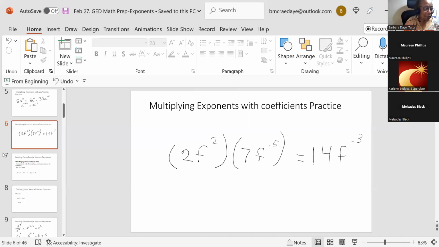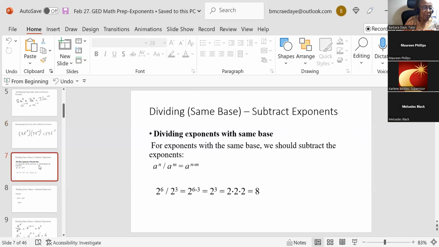Okay. Now, let's go to our next topic. Now, let's go to division. Same base. What do we do with the exponents, Maureen?